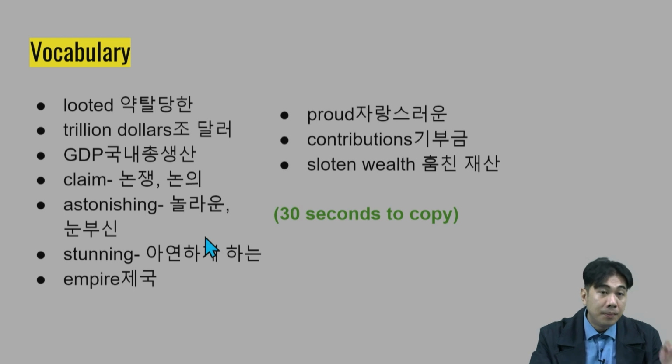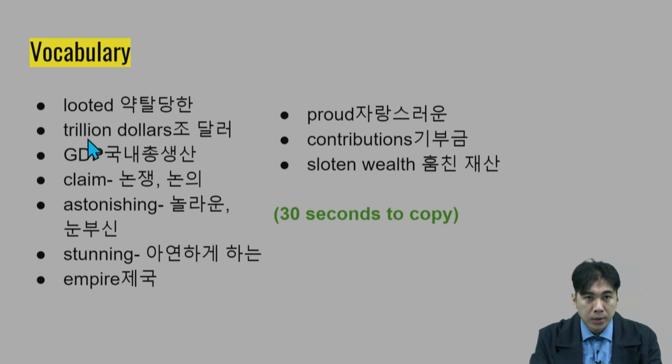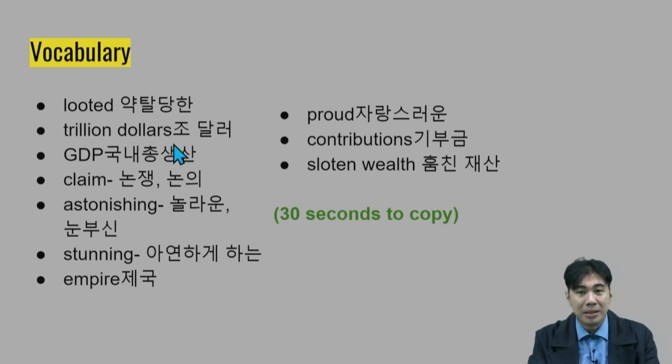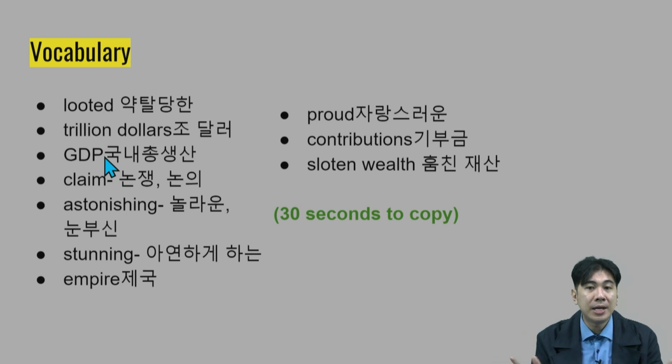The vocabulary words for today are looted or stolen, looted. Okay, as in England looted India, or part of the loot was the Kohinoor diamond. $1 trillion. Okay, this is not billion, no, $1 trillion. GDP, or how rich a country is, how big the economy is. Okay, claim. This is an argument. This is something you want to say. Okay, it's a claim.